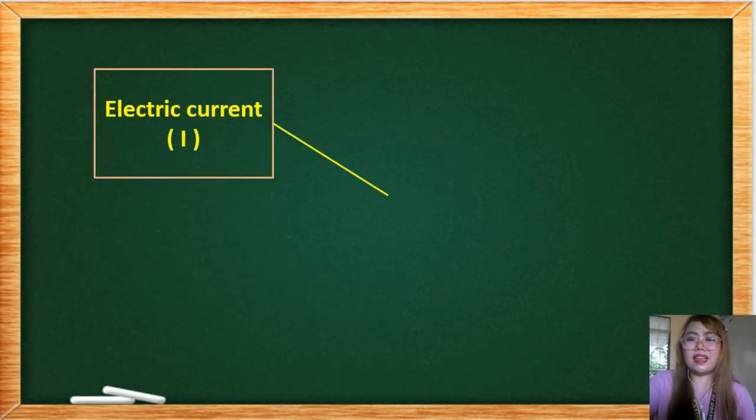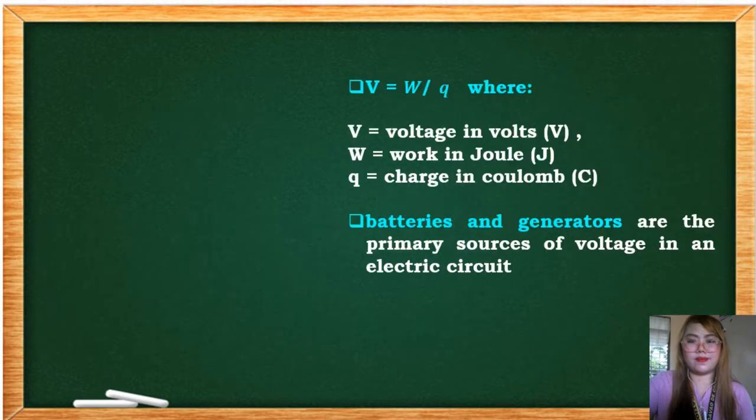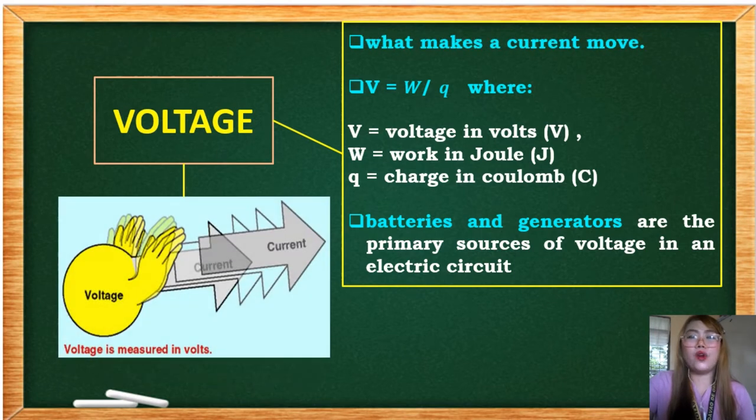A sustained current in a conducting wire requires a suitable pumping device, meaning charges will flow only when they are pushed or driven. The work needed per unit charge to move between two points is called voltage, which is expressed in the unit volt. Now, how will you describe a voltage? You are correct! Voltage is what makes a current move. Voltage is given by V is equal to W divided by Q, where V is equal to voltage in volts, W is equal to work in joules, and Q is equal to charge in coulombs.